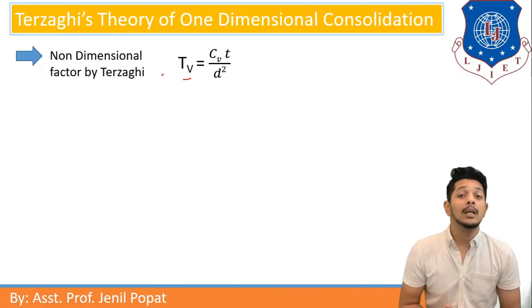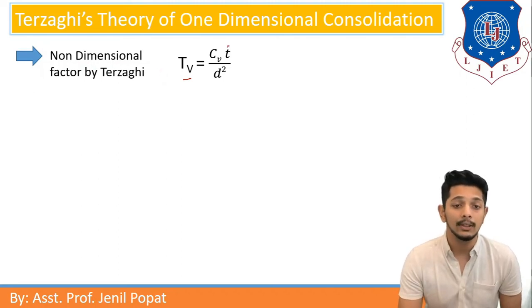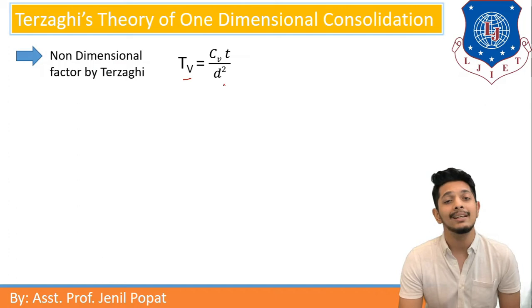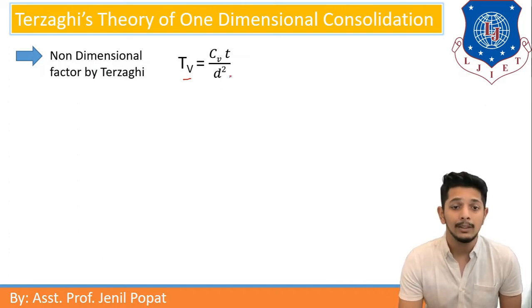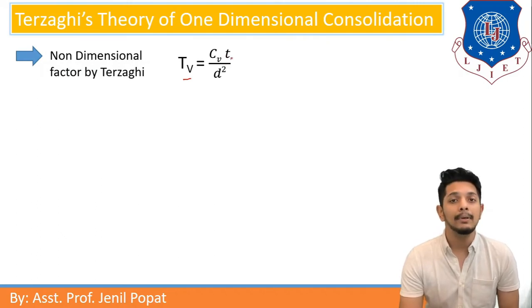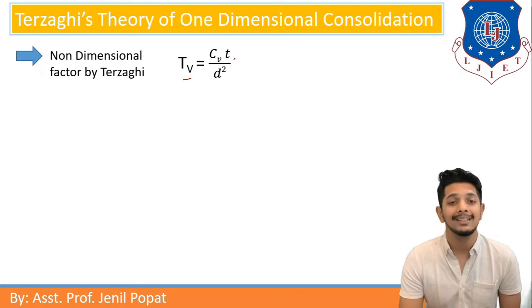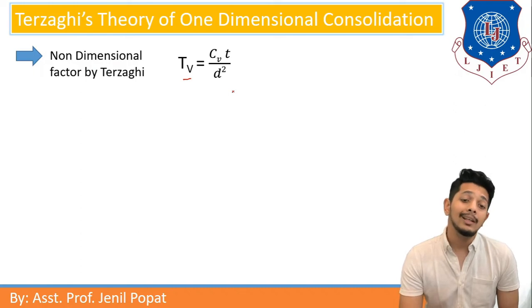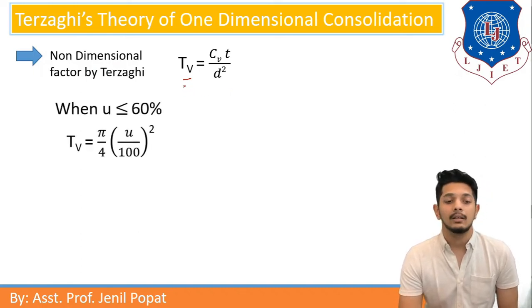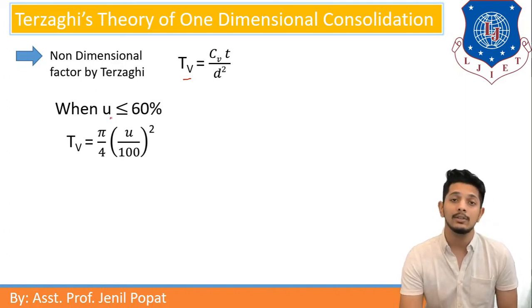He has related coefficient of consolidation with time factor like this: Tv = Cv t / d². We understood d in just the previous minute. t is the time period, for whatever time period you want to find the time factor, and Cv is the coefficient of consolidation here. In addition to this, Taylor has given a relation between U and Tv, the time factor. U is the degree of consolidation here.